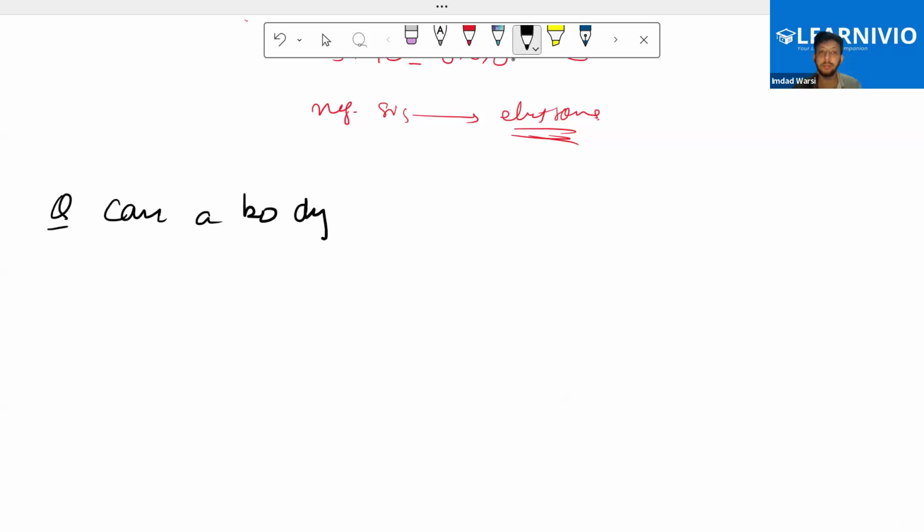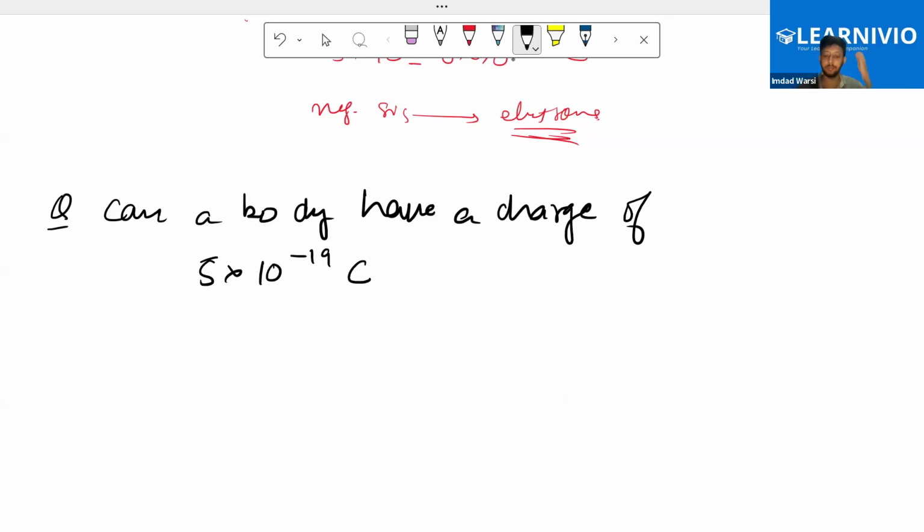Now, second question, tell me. Can a body have a charge of 5 into 10 to the power minus 19 coulomb?